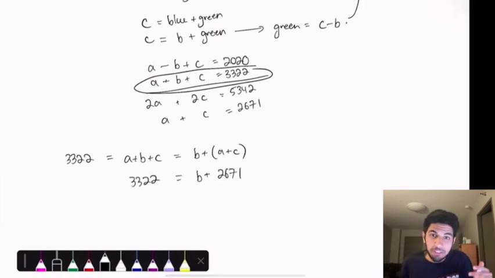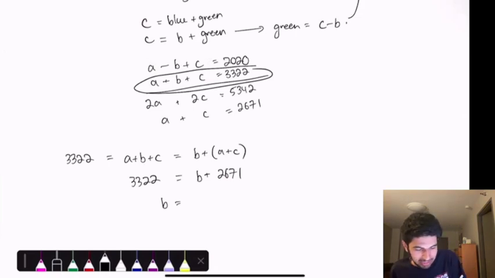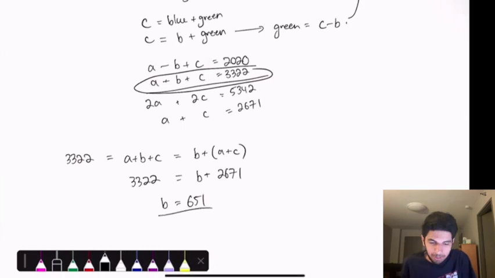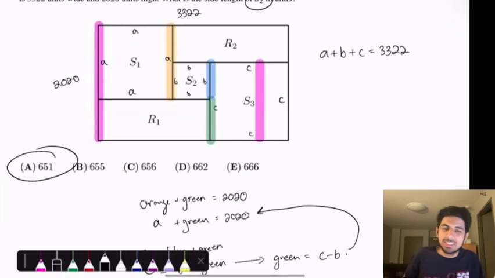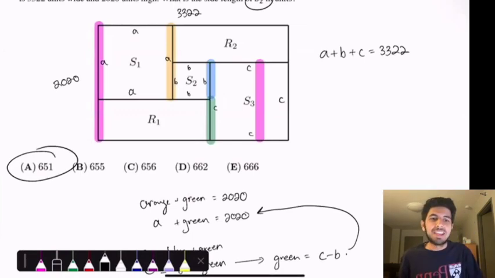And remember, we're solving for b. So now we just have to subtract 2671 on both sides. And what we'll get is that b is equal to 651. And that's what we were solving for. Hopefully that's an answer choice. Indeed it is. That's choice A. That's what we'll roll with. And that is the solution.